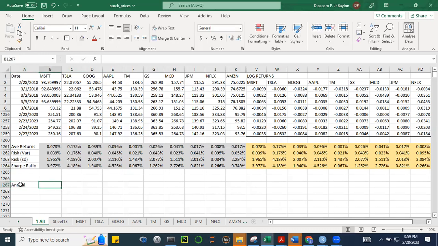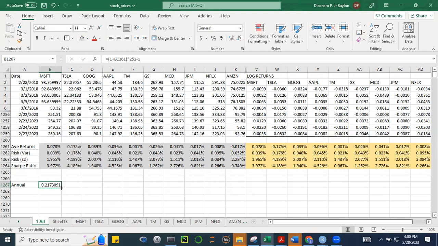In order to convert this into annual returns, it's equal to 1 plus this returns, and then we raise it to what? 252. Okay, bakit 252? Kasi sa isang year, there are 252 trading days and then minus 1. So to convert your average daily returns into annual returns, you use this formula: 1 plus the returns raised to 252 minus 1.